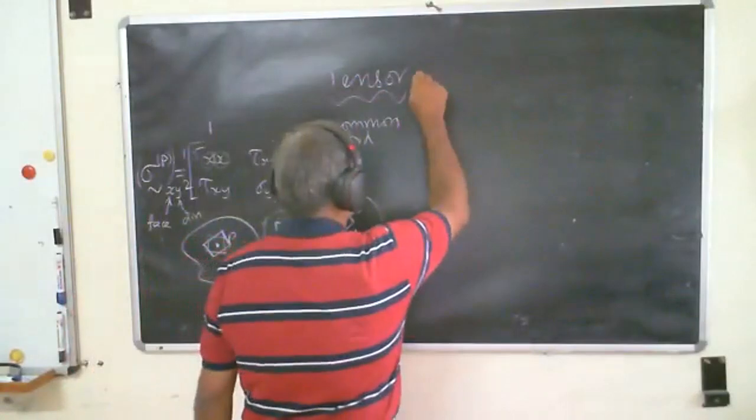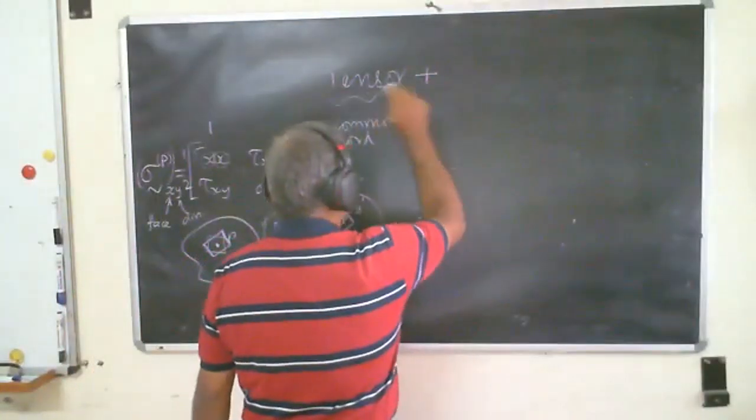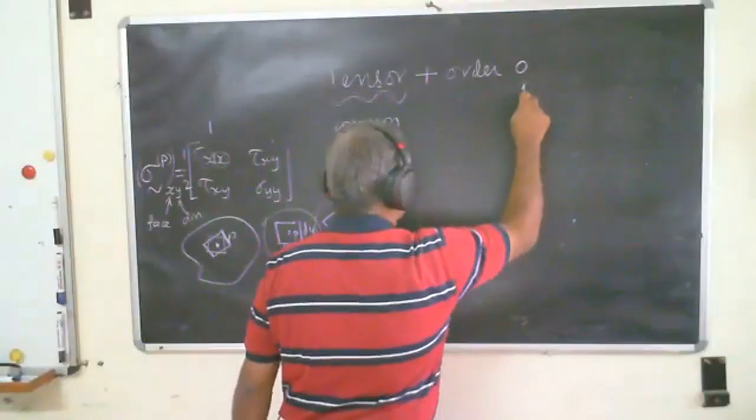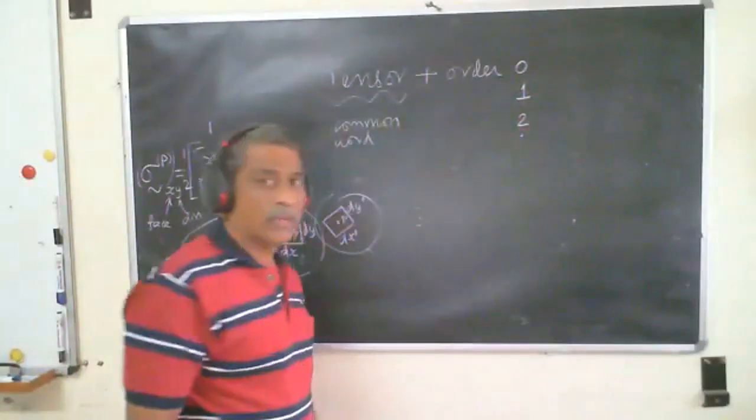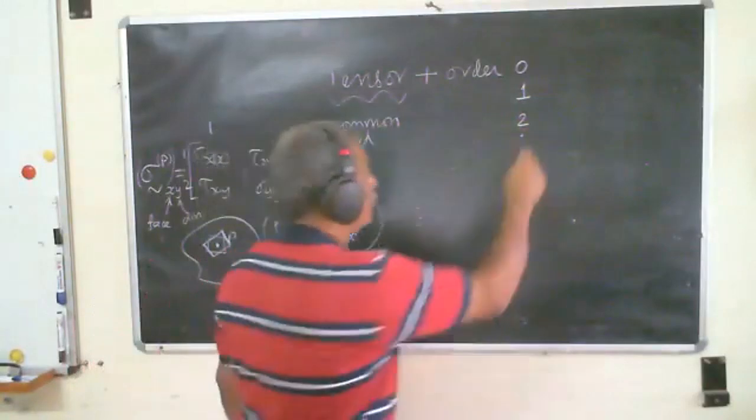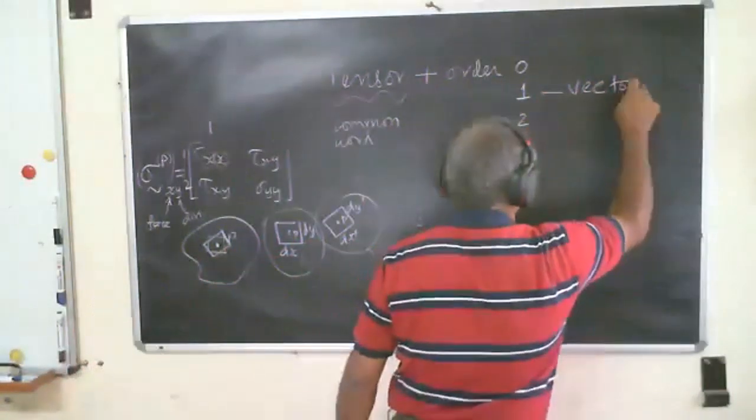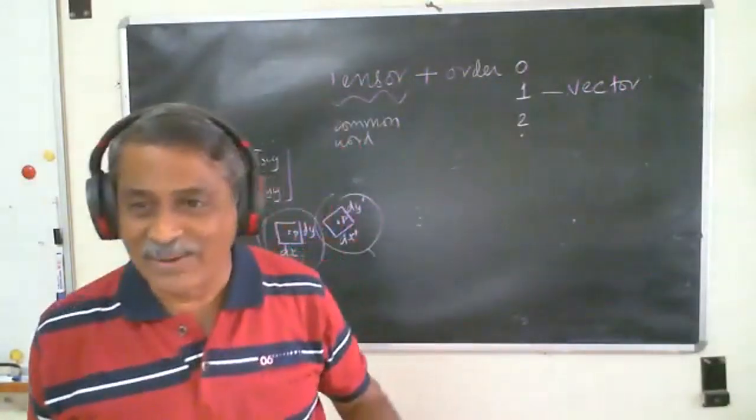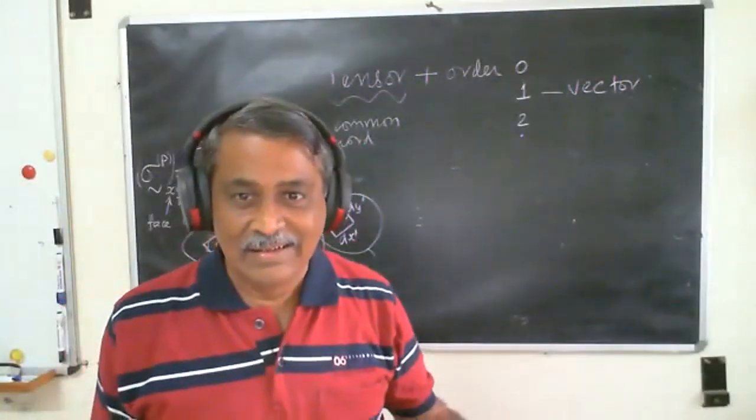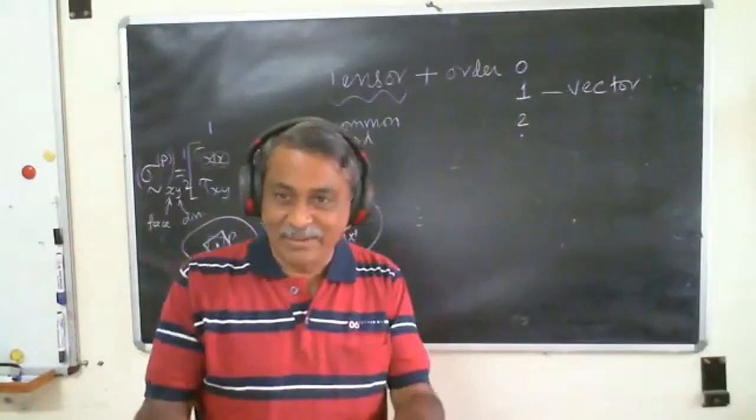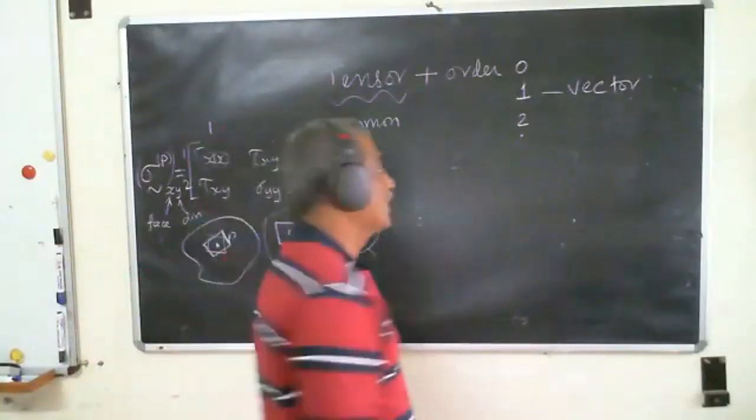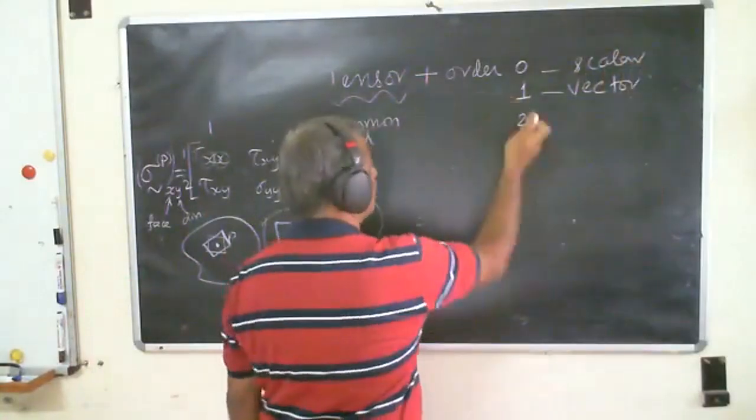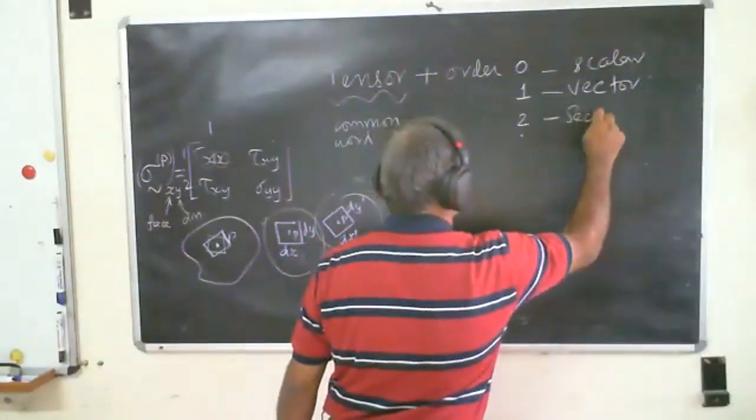This is a common word. So I attach with this tensor an order: 0, 1, 2, and so on. A vector is a tensor of order 1. What is a tensor of order 0? A scalar. It's a scalar. Fantastic. And this is a second order tensor.